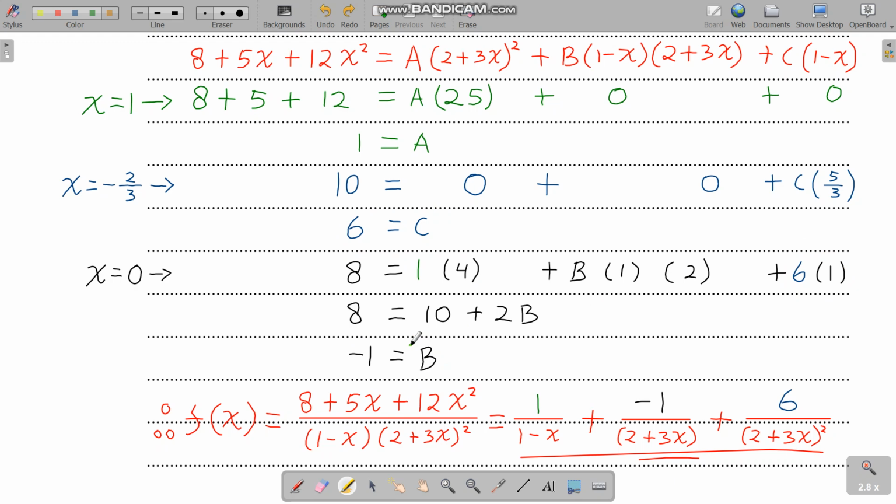After we know a, b, c, therefore f of x is this: this is the a, this is the b, and this is the c. So this would be the final answer.